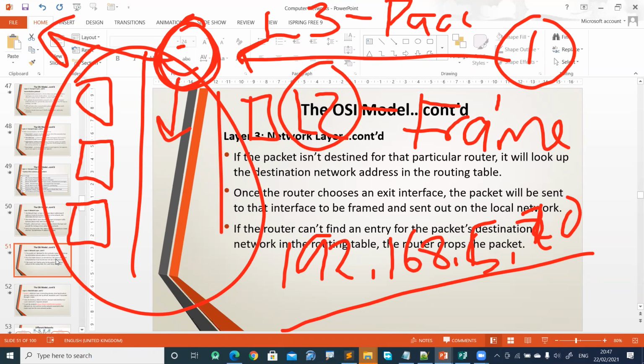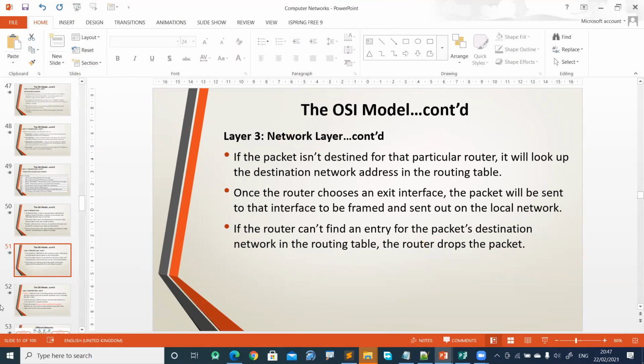So it will remove the envelope of layer 3. So that's what we mean by framed, so that it becomes a frame. Because at layer 2, once you remove the envelope, what remains is the data of layer 2. Because the layer 3 envelope has been removed, what remains is the envelope of layer 2. And that envelope of layer 2 is called a frame. So that's what we mean here, that once the router chooses an exit, the packet will be sent to that particular interface to be framed and sent out to the local network.